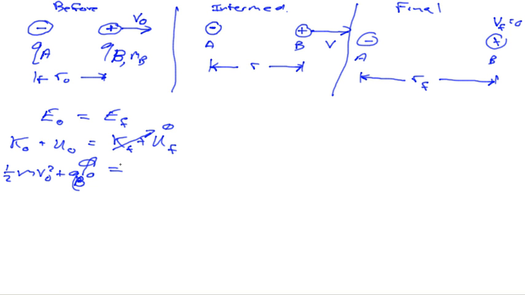In the after picture, particle B is not moving. VF is equal to 0, so I'll just set that equal to 0. I think I'll try to do that a little bit more neatly, maybe in a different color. So this KF is 0, and UF is the charge of B times the potential energy that A creates at that location. So I'm going to call that phi sub F.